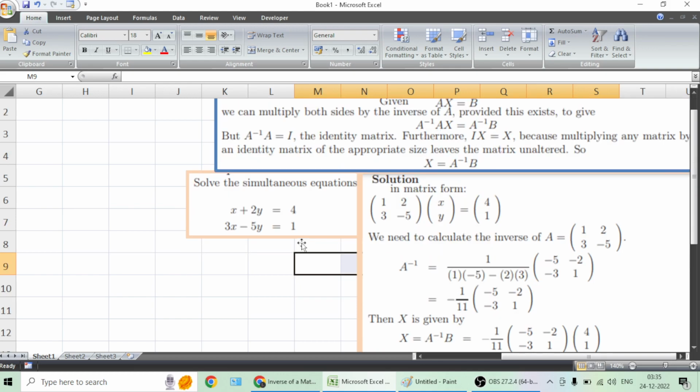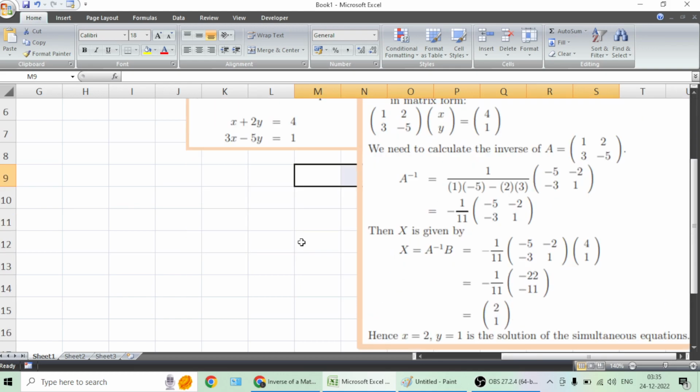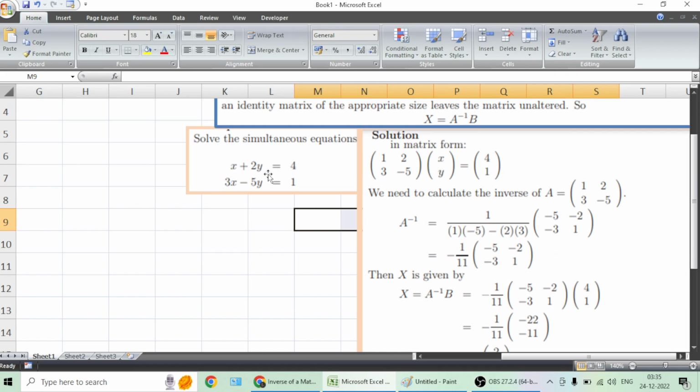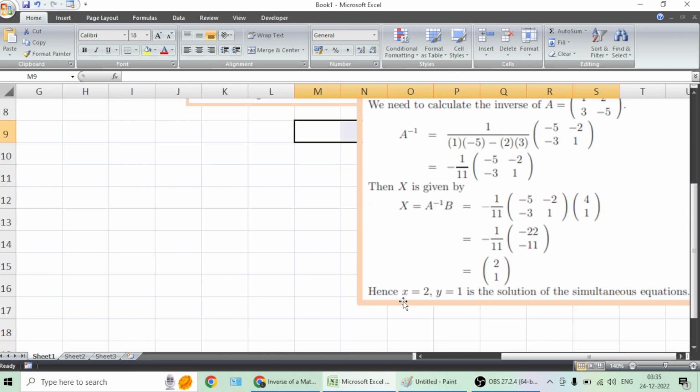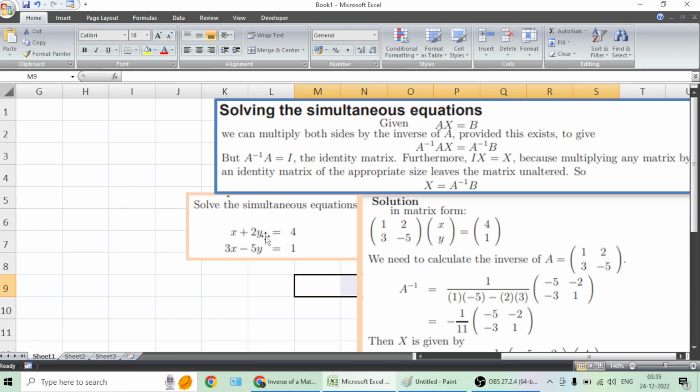A simple example that we have been doing since our schooling days: suppose we are given two equations, x plus 2y equal to 4, and 3x minus 5y equal to 1. These two equations need to be solved to find the values of x and y. So we put them in matrix form, find the inverse of A, and multiply that inverse with the B matrix to get the solution, which is x equals 2 and y equals 1. So when x is 2 and y is 1, both equations are simultaneously solved.